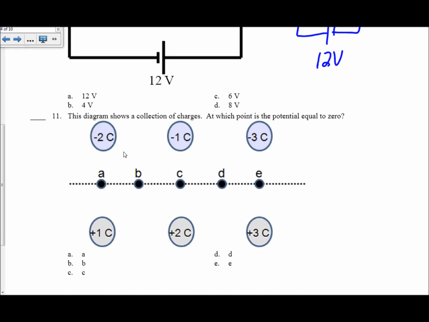This diagram shows a collection of charges. At what point is the potential 0? Well, here, the potential is not 0, because the distance from here to here is different from the distance from there to there. So those 2 potentials don't cancel out. Here, see, looks like the potential is 0. This distance is equivalent to that distance, and that distance is equivalent to that distance. So the potential of all those opposite charges cancels out.